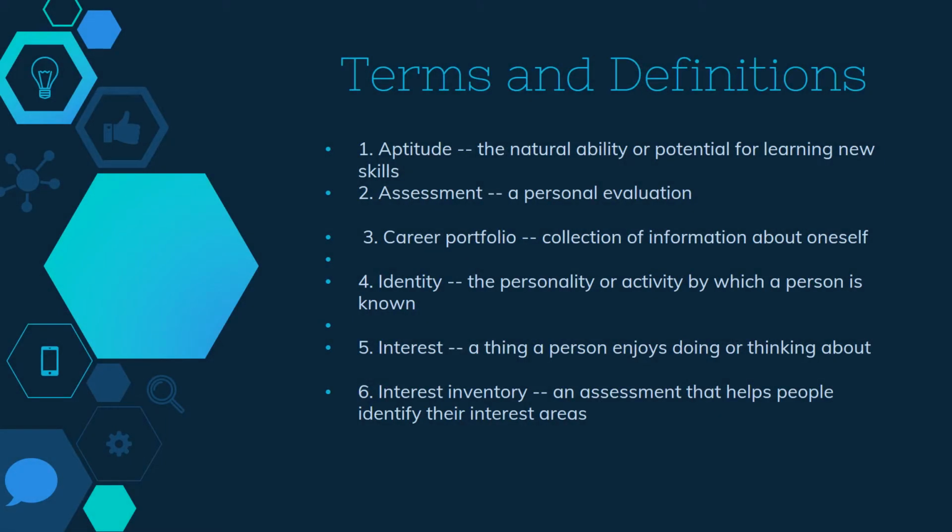Terms and definitions. 1. Aptitude, the natural ability or potential for learning new skills. 2. Assessment, a personal evaluation. 3. Career portfolio, a collection of information about oneself. 4. Identity, the personality or activity by which a person is known. 5. Interest, a thing a person enjoys doing or thinking about. 6. Interest inventory, an assessment that helps people identify their interest areas.